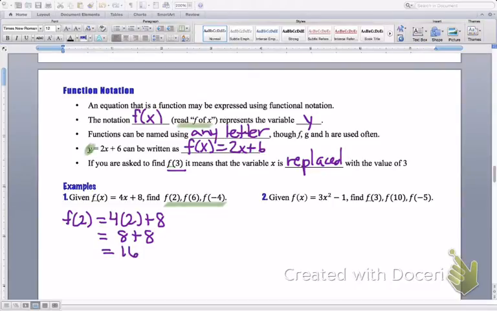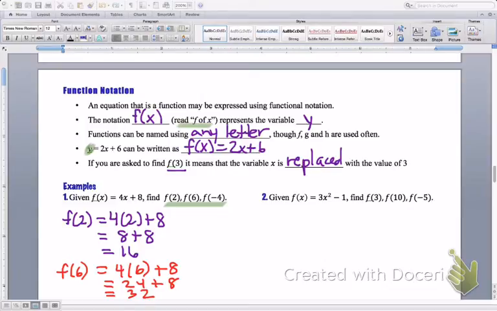Let's try the next one. So now we have f of 6. So let's go ahead and do f of 6, which tells us 4 times 6, so this time we're substituting a 6, plus 8. 4 times 6 is 24, plus 8, and 24 plus 8 is 32. So we've evaluated at 2, at 6, and now we're going to go ahead and do one more.